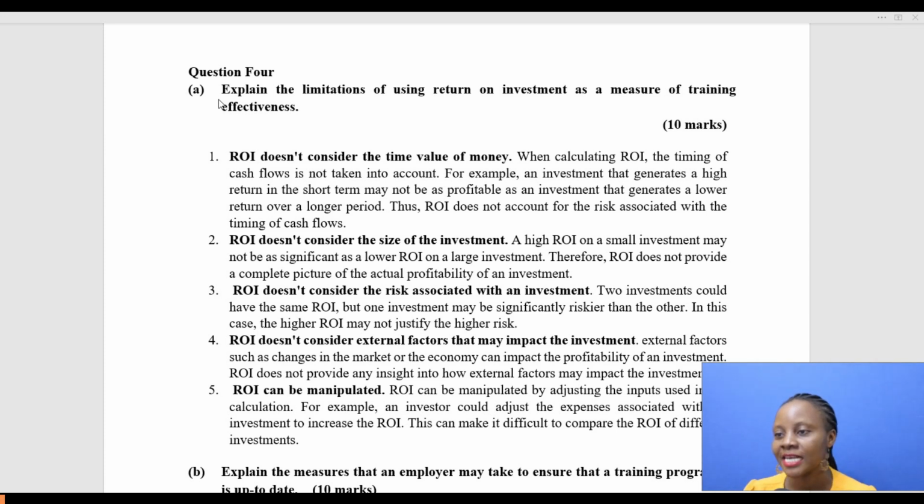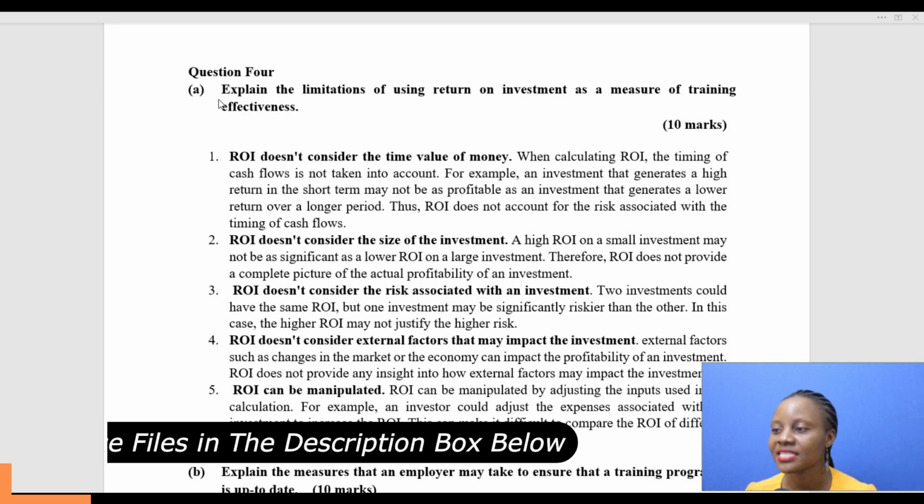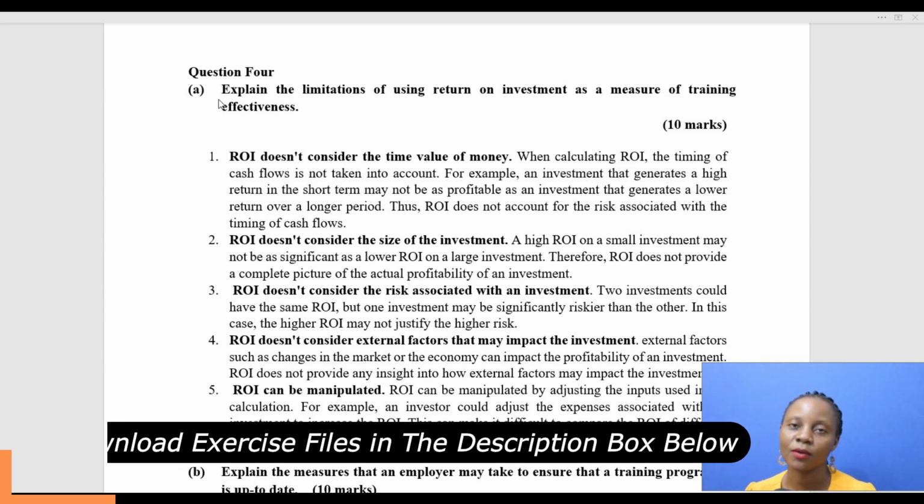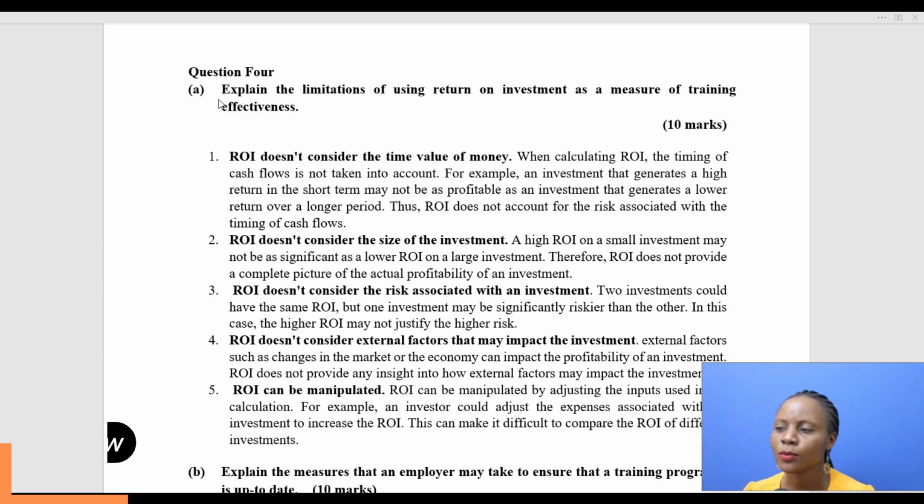Number 4, still in our CHRP 09 June 2023 past paper. So number 4A, explain the limitations of using return on investment as a measure of training effectiveness. So what are some of the disadvantages associated with ROI, or return on investment, as a measure of training effectiveness? Remember, we looked at so many measures that you could use to gauge whether training was effective or not, and return on investment was one of the methods.